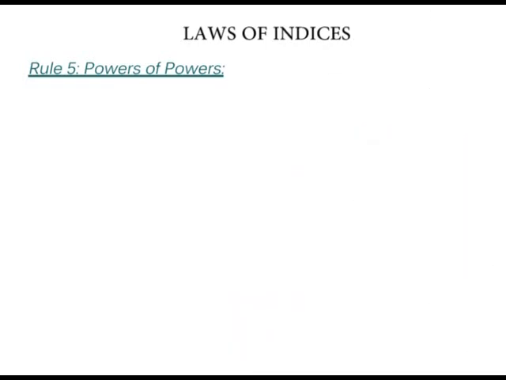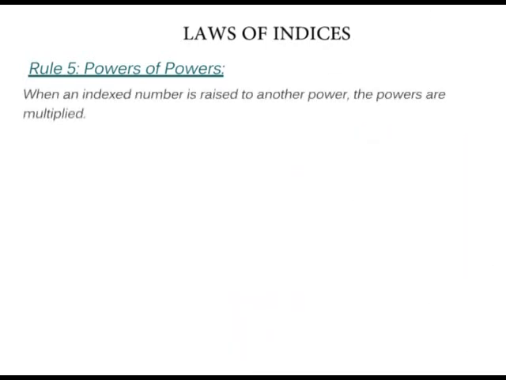Rule number 5. The power of powers. When an indexed number is raised to another power, we multiply the powers. For example, 2 raised to power 3, squared. Squared means that a number is multiplied with itself. So this will be 2 raised to power 3 times 2 raised to power 3. And in the rule of multiplication, we know that we should add the powers, so that we have 2 raised to power 3 plus 3, which is equal to 2 raised to power 6.